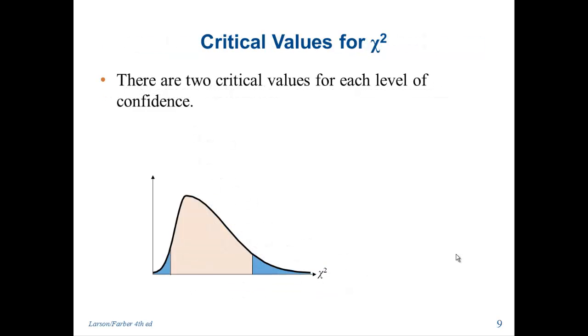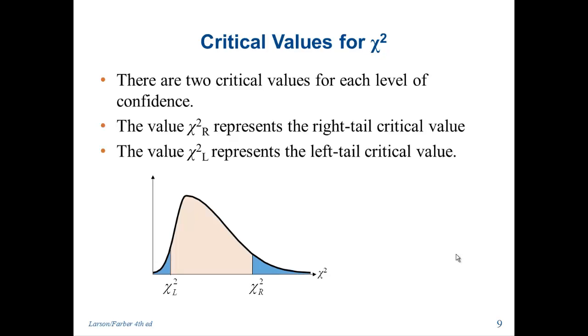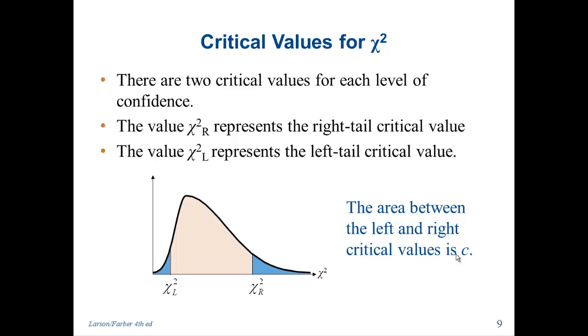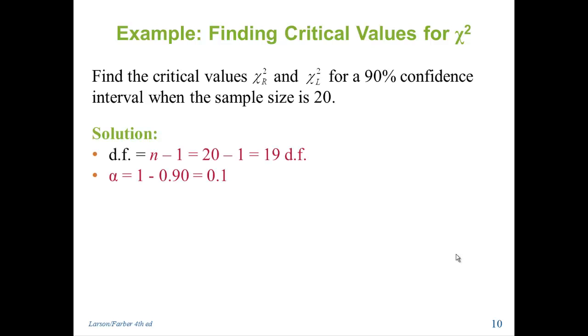Critical values for chi-squared: there are 2 critical values for each level of confidence. So chi-squared R represents the right tail, and chi-squared L represents the left tail. The area between the left and the right critical values is c, as we've discussed in previous chapters as well. Find the critical values chi-squared R and chi-squared L for a 90% confidence interval when the sample size is 20.